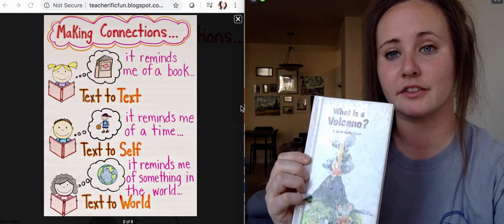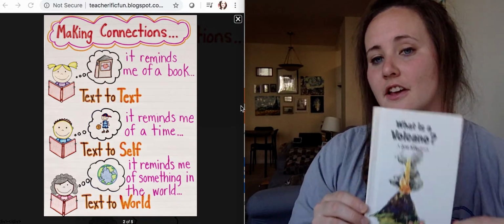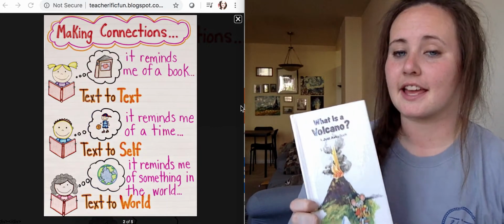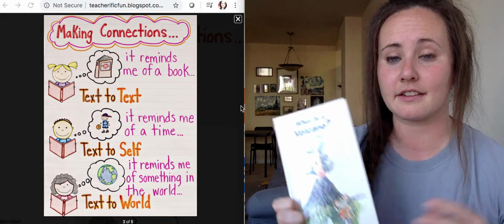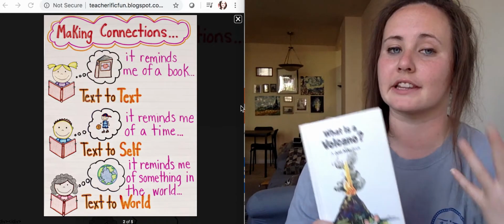And we're going to be kind of reviewing and working on our connections. So I know in our small reading groups and in some of our whole class discussions, we talked about making connections. So that's when you relate to the book.